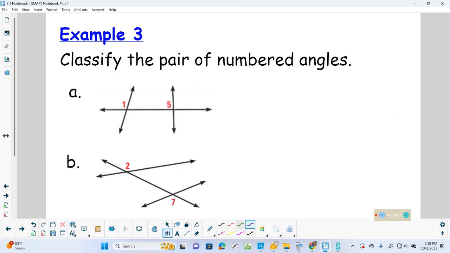Okay, so I'm going to, of course, in green, just to keep it consistent, there's my transversal, of course. How I know that's a transversal, it's intersecting 2 or more lines. Now, 1 and 5. They're on the same side of the transversal, so no alternate. So in my head, I'm like, okay, they're either corresponding or consecutive interior. Well, they're not back to back, so consecutive's out. These are in similar locations, so corresponding.